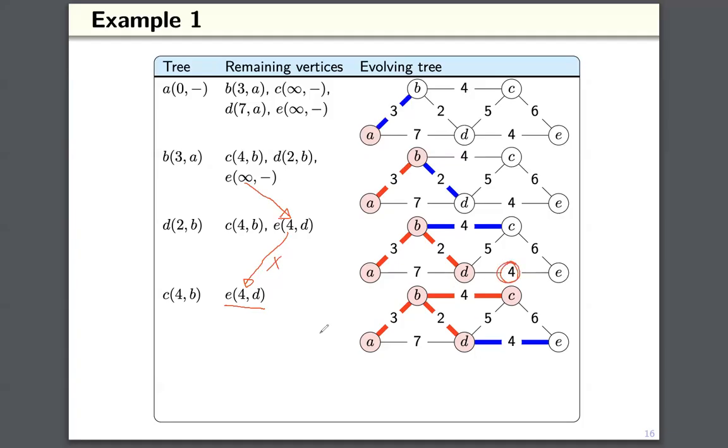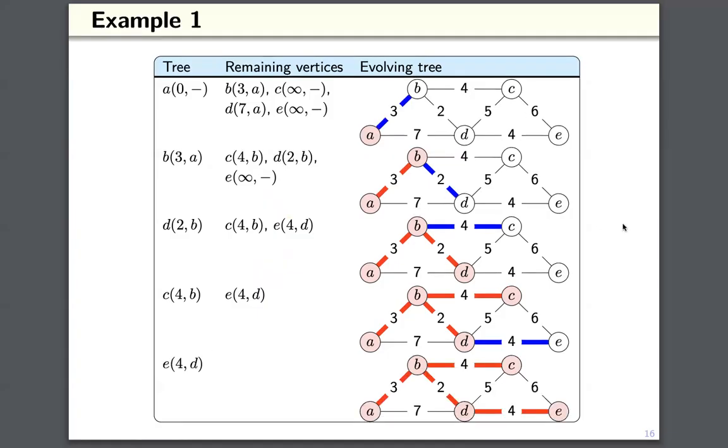Make sense? So when you have only a single vertex, again, pull that in. E4D. So this is your spanning tree. Look at all the red edges. It's a spanning tree, right? There are 5 nodes and 4 edges. It's a spanning tree, and it is the minimum spanning tree.